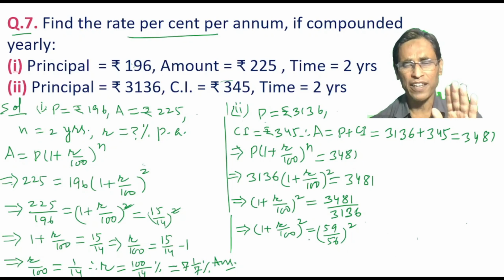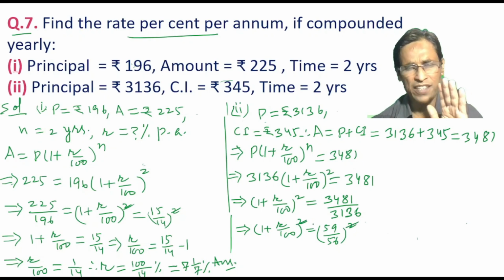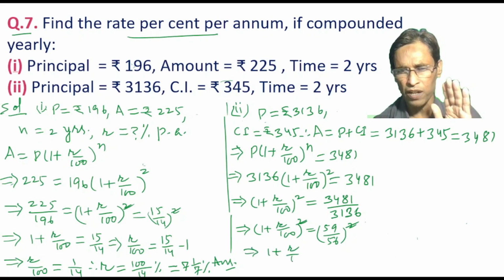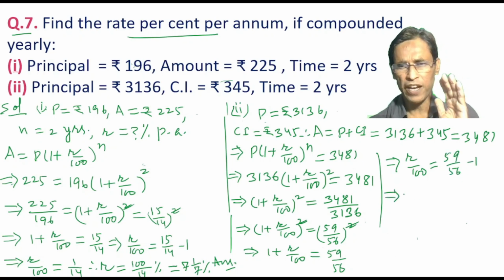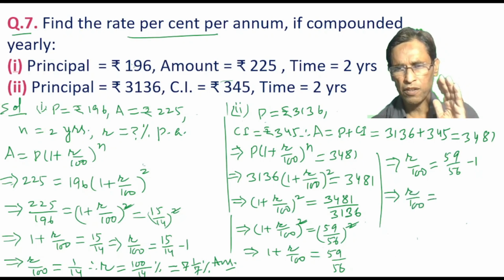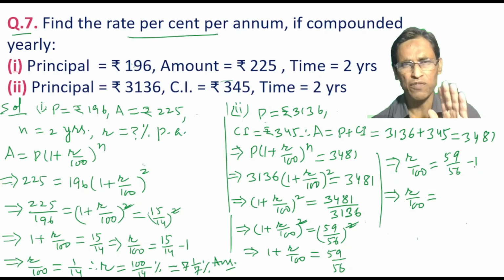From here we can say both sides the power is the same, so power can be removed by cancelling them, and then we get in the next step as 1 plus R by 100 in LHS, and in RHS it is 59 by 56. Therefore in LHS we have R by 100 and in RHS we have 59 by 56 minus 1. In the next step we have R by 100 equal to 59 by 56 minus 1 gives the value of 3 by 56.